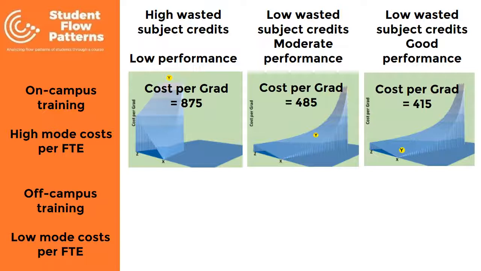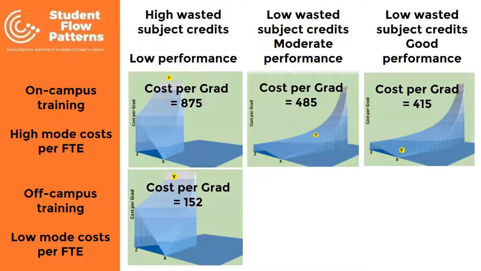The third calculation is the last for the on-campus training examples, also with a low number of subject credits wasted. Student throughput performance for the training course is improving to a level now described as good. The calculated cost per graduate drops slightly to 415 units per graduate, which is still high.